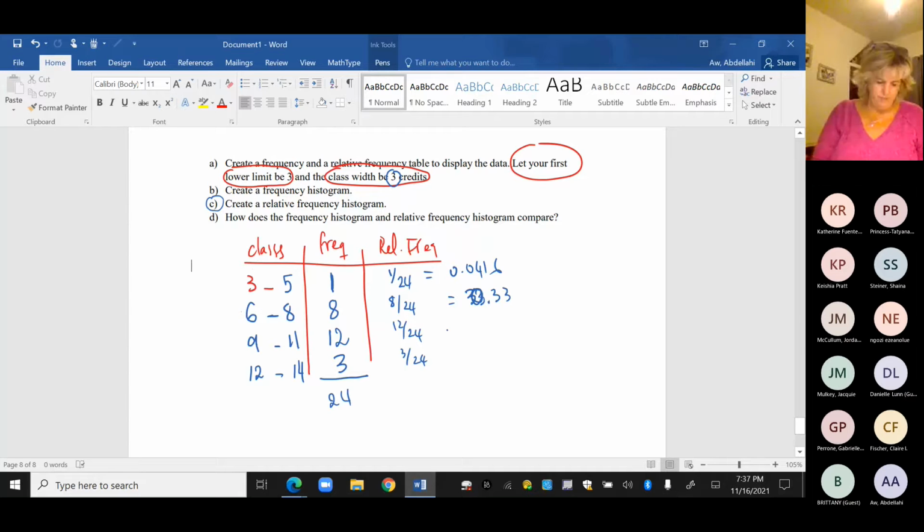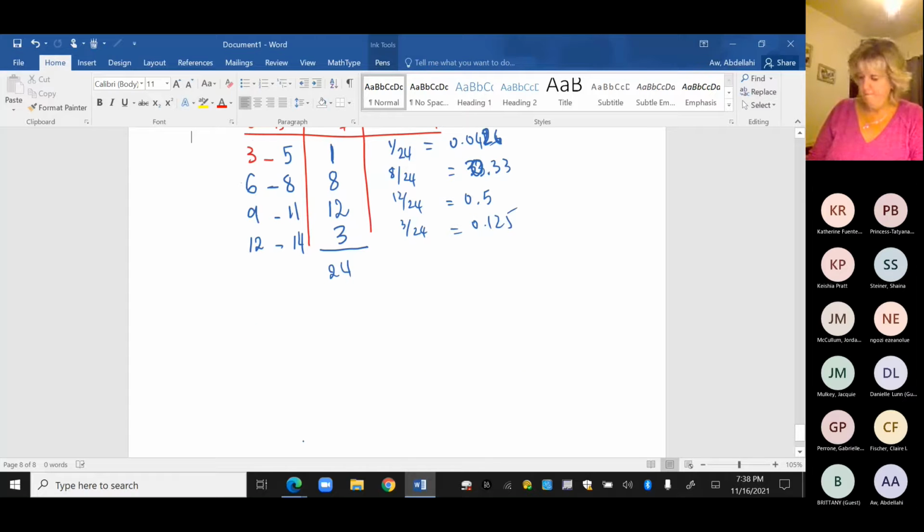Okay, and here we're just going to use two decimal numbers, just to simplify stuff. We're just going to round it like this. So 12 over 24 is 0.5, and 3 over 24 is 0.125. Okay.